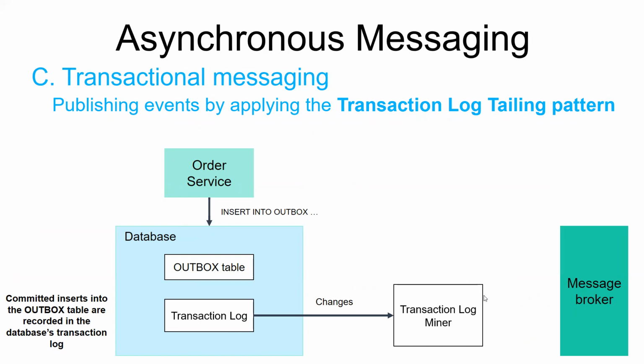The sophisticated solution for the message relay is to tail the database transaction log, also called the commit log. Every committed update made by an application is represented as an entry in the database's transaction log. The transaction log miner reads the transaction log entries. It converts each relevant log entry corresponding to an inserted message into a message and publishes that message to the message broker. This approach can be used to publish messages written to an Outbox table in a relational database management system or messages appended to records in a NoSQL database.